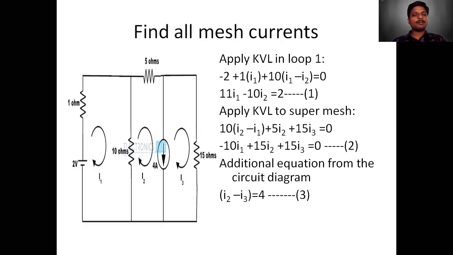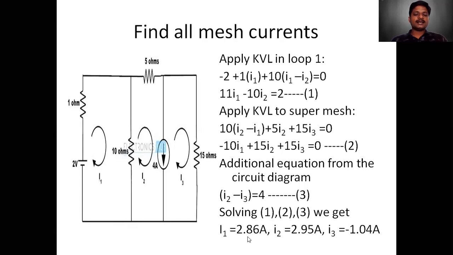Now we have three unknowns. Unknowns means we don't know their values. I1 we don't know, I2 we don't know, I3 we don't know. Therefore, three unknowns and we got three equations, so definitely you can solve. After solving these three equations, you will get I1 current as 2.86 amperes, I2 current as 2.95 amperes, and I3 current as 1.04 amperes.